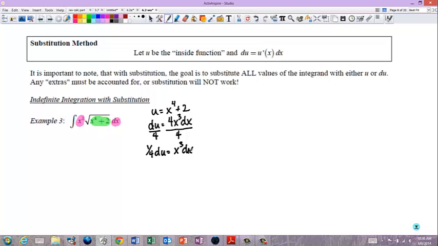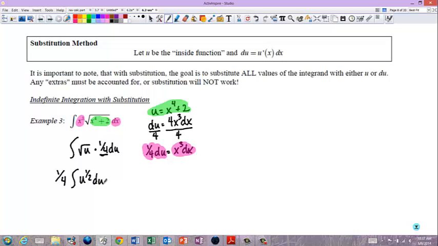Okay, now I'm going to come in and I'm going to replace my u with x to the fourth plus 2. So I'm going to have the square root of u, okay, and then I have x to the third dx, which is going to be 1/4 du. Well, that's a constant. I can move it to the front, and I always just put it on the front just because it's easier.